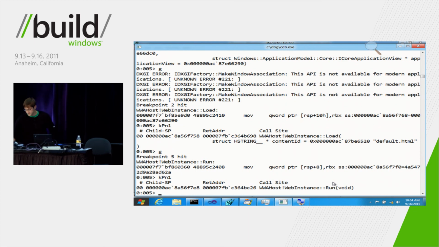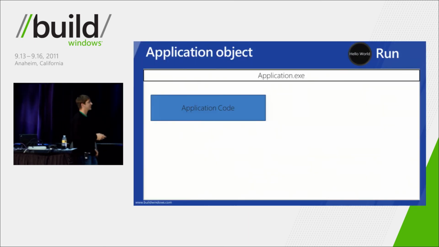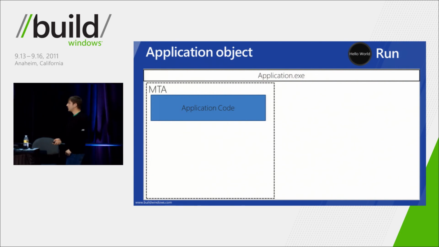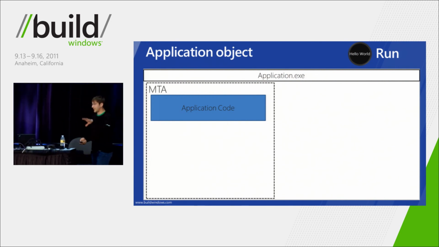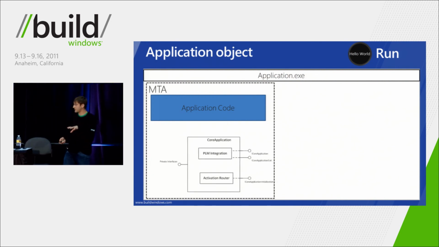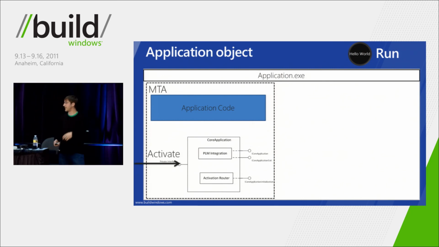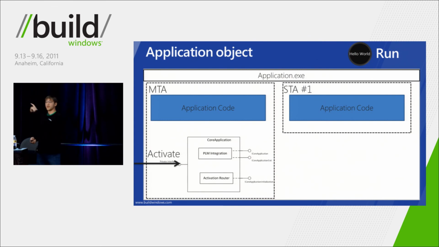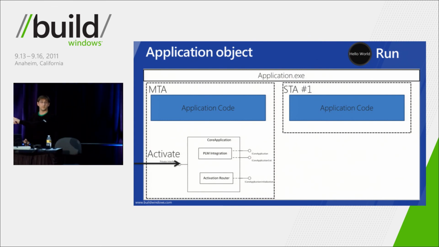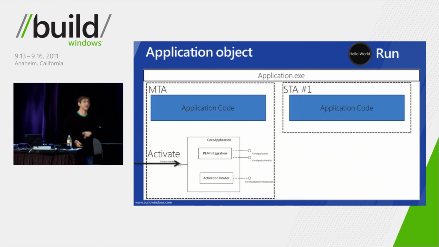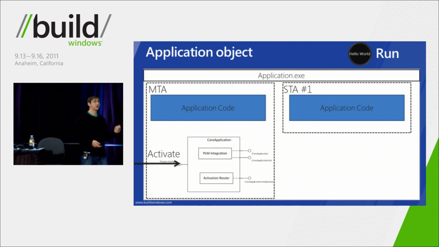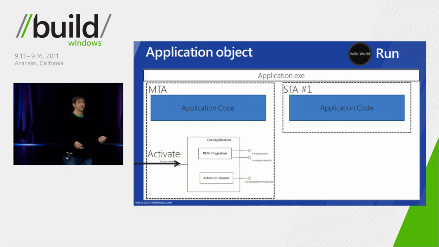So what did we just see? And we're really close on time, so we'll click through this pretty quickly. What did we just see? We saw that MTA come up with the application object. Run was called. We saw the register. We went through all of that. We saw the activate. We went through that. We spun up a new thread. We spun up an STA thread. And that's what we called the view provider factory on.